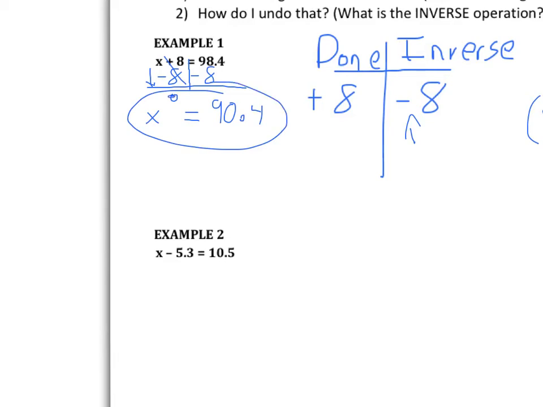We shouldn't include that 0 in there. 90.4 was the answer to this problem. Okay, let's do number 2. Example 2 here. Again, we're going to follow the same steps.